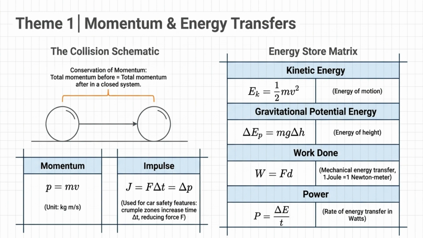Continuing with mechanics, we look at collisions and energy stores. In a closed system, total momentum before a collision always equals total momentum after. We define momentum as mass times velocity, while impulse, force times the change in time, explains car safety features, like crumple zones, that reduce force by increasing the time of impact. On the right, the energy store matrix defines kinetic energy, gravitational potential energy, and work done. Finally, power is defined as the rate of energy transfer, measured in watts.